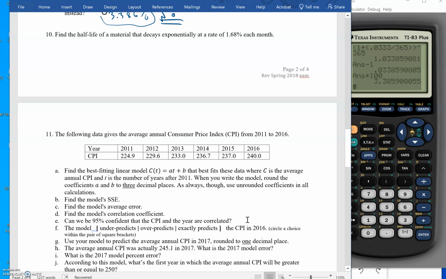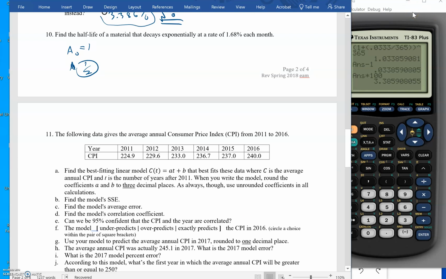Moving away from financial stuff for a moment, find the half-life of a material that decays exponentially at a rate of 1.68% each month. So to find half-life, when we are given the rate, what we're going to do is assume that our initial value is 1, and then we're going to see how long it takes us to get to 1/2. So this is basically going to be a calc intersect question once we put our model in.